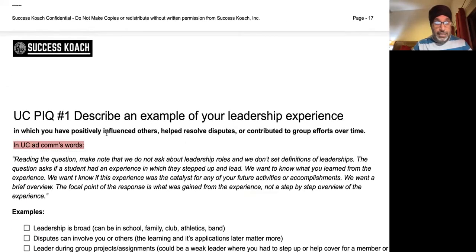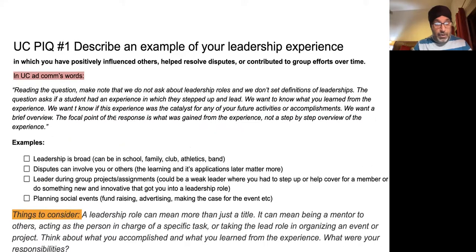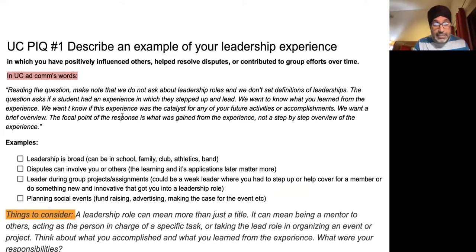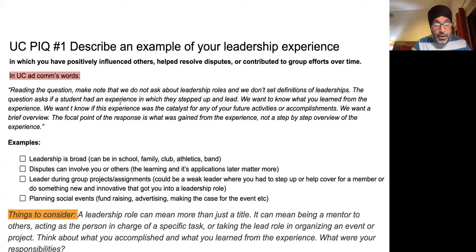But really, on leadership, what I liked was this, in the UC ADCOM's words. They don't want to set definitions. They don't ask you about leadership roles. They're saying, if a student has an experience when they stepped up and led, that's good enough, okay? We want to know what you learned from the experience. That's very critical. These are their words, okay, not my words.